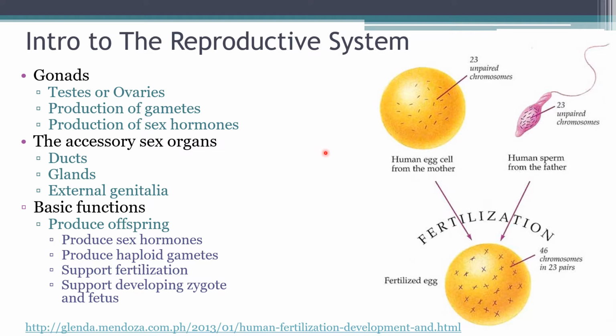Fertilization is the merging of haploid male gametes, which are the sperm, and haploid female gametes, which are egg, to produce a new diploid cell called a zygote, which basically grows into the new individual. This occurs only in the female reproductive tract. And then the final function is to support the developing zygote and fetus, which also occurs only in the female reproductive tract.